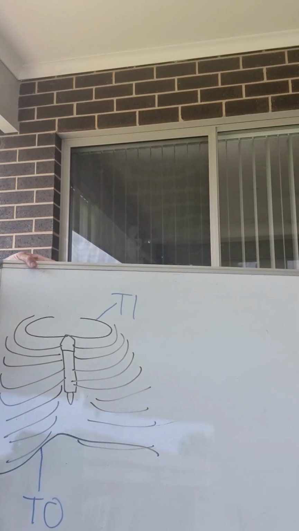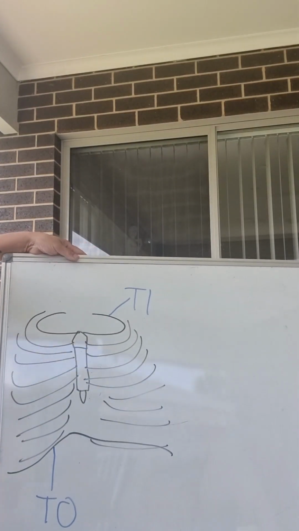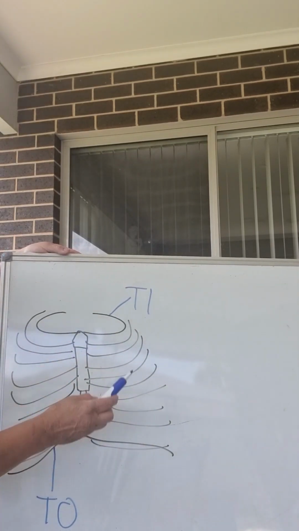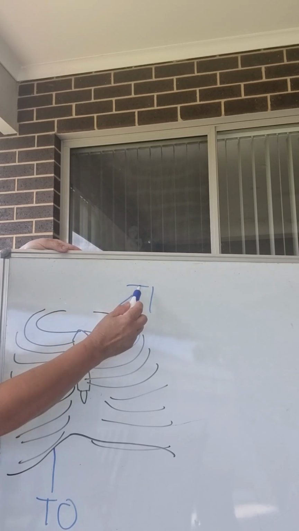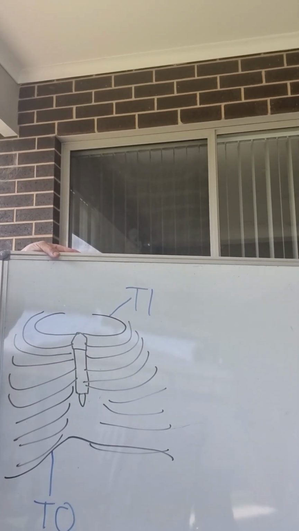So I've actually got a giant whiteboard here. What I've done here is I've drawn a thorax, not very good, but the kind of things that I might want to label on here, which I've labelled here. The first one I've labelled TI. I want you to notice that I labelled TI. I didn't write thoracic inlet.